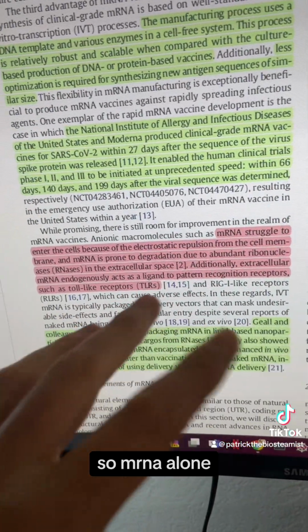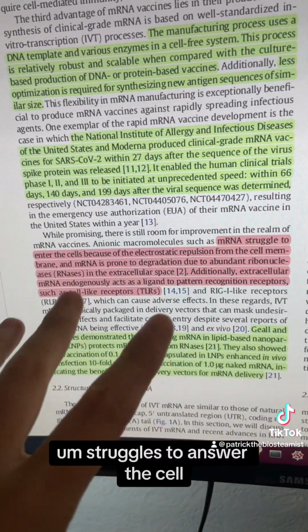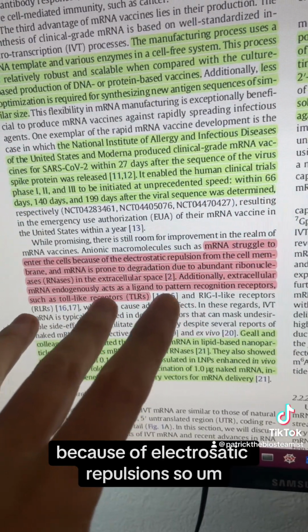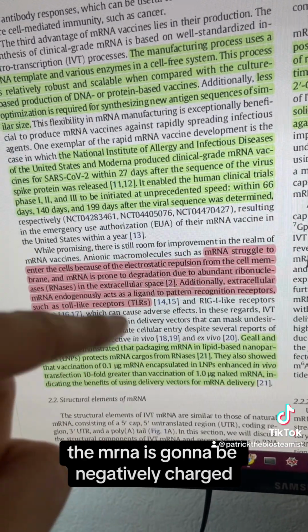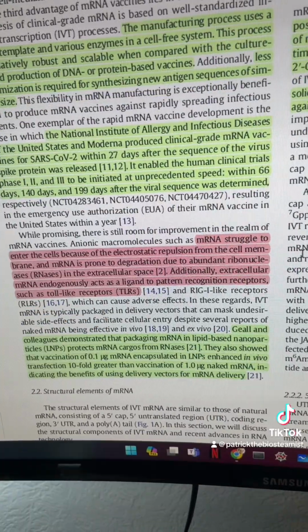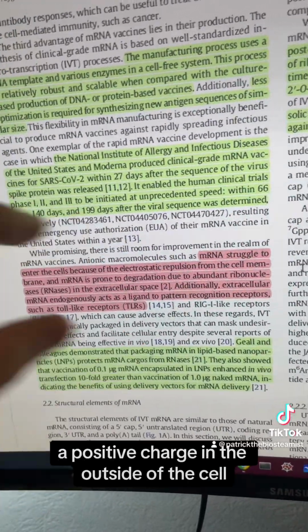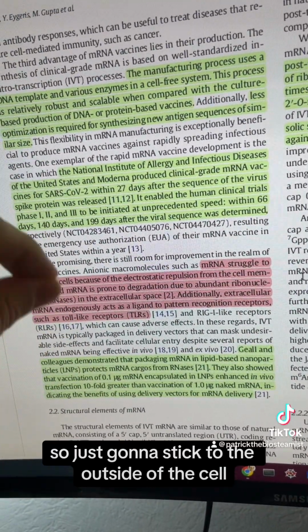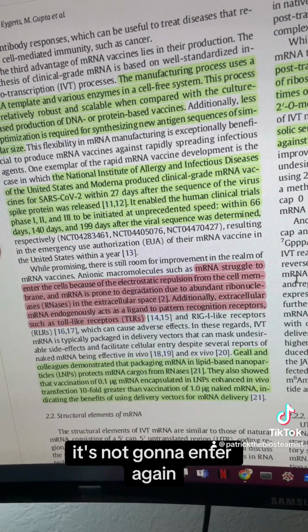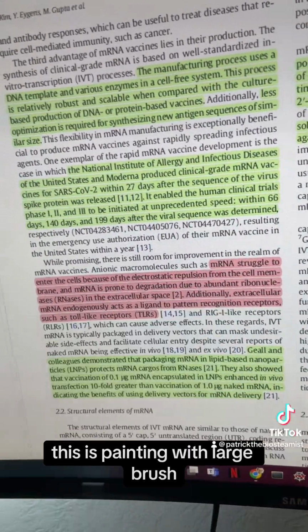So mRNA alone struggles to enter the cell because of electrostatic repulsions. So the mRNA is going to be negatively charged. And in general, there's essentially a positive charge on the outside of the cell, so it's just going to stick to the outside of the cell. It's not going to enter. Again, this is painting with a large brush.